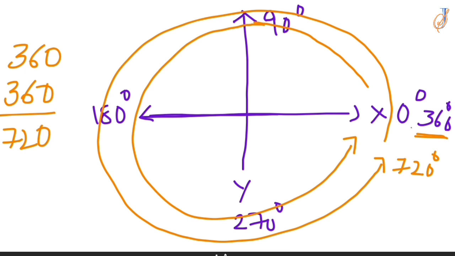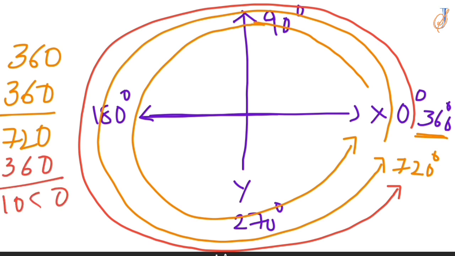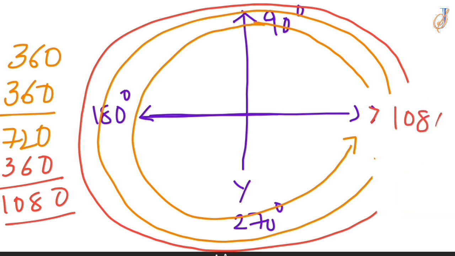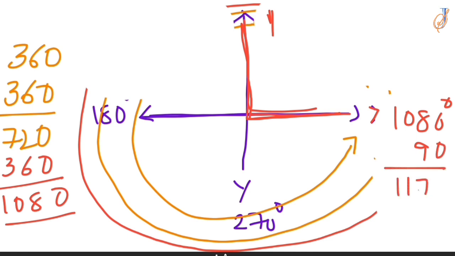If you proceed like that, if you complete the third revolution, that means the third revolution adds another 360 degrees, so you will get 1080. So after finishing the third revolution, you will get 1080 degrees. So this is 1080 degrees. Here to here the angle is 90 degrees. So after 1080, if you add 90, you will get 1170. So this angle is 1170.